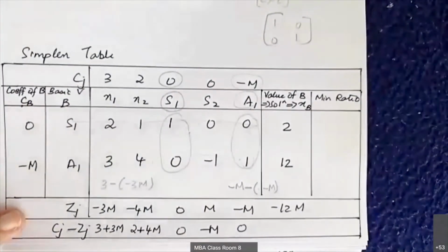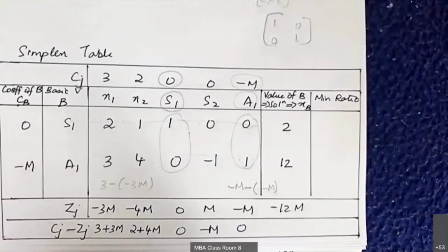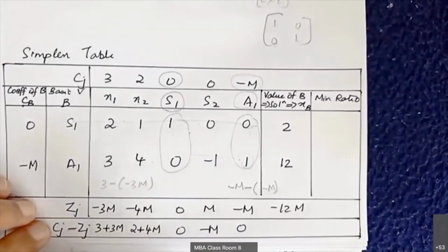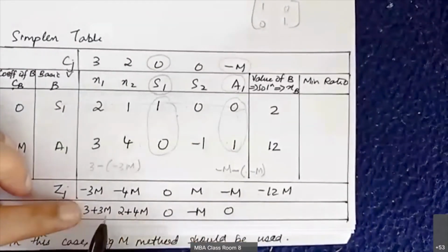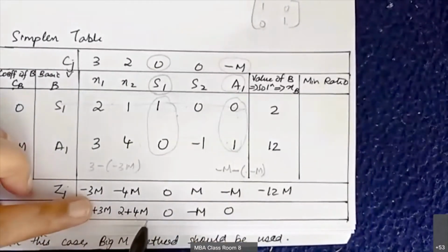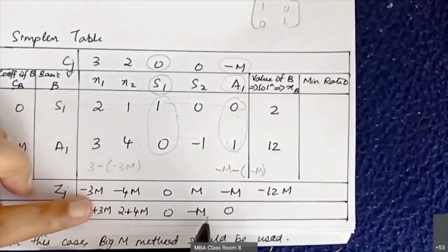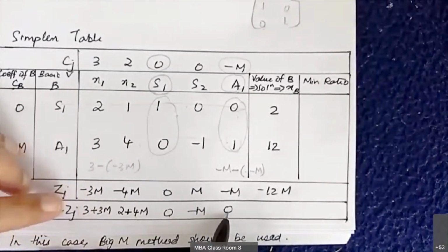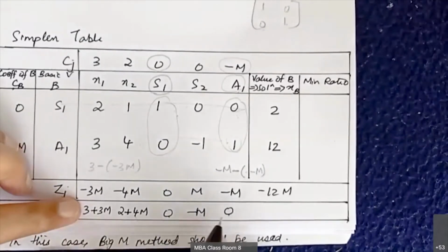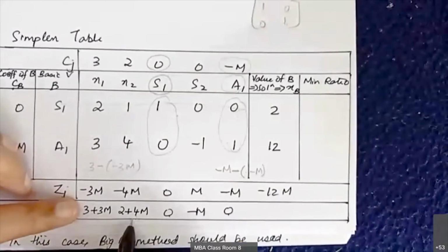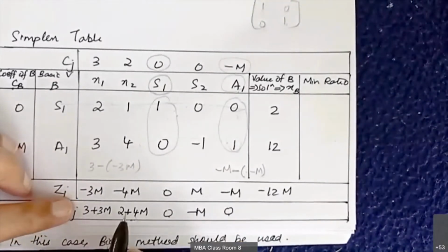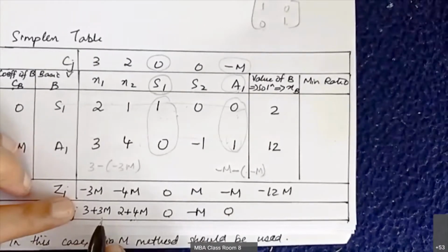After doing this much, what will we do? We'll check for the highest positive value of Cj minus Zj. Over here, this value is positive, this value is positive, then we have 0, minus M and 0. For the optimality condition, we should have all the values negative or 0. But in our case, these two numbers are positive, not negative. Here we have the plus symbol, here also plus. So 3 plus 3M is positive, and 2 plus 4M is also positive.